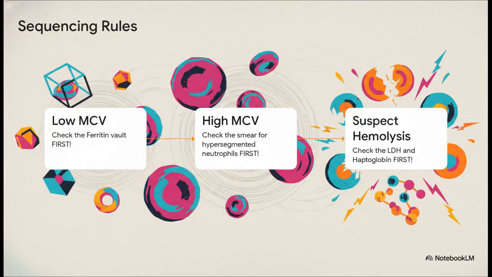So here are the rules to avoid that trap. Burn these into your brain. For a low MCV, you always check ferritin first. It's the most common cause, so you rule it in or out before you do anything else. For a high MCV, your first step is a peripheral smear. Seeing those classic hypersegmented neutrophils is fast, cheap, and tells you so much. And if you even get a whiff of hemolysis, you check LDH and haptoglobin first. They are the most direct signs of red cell destruction. Don't deviate from the sequence.